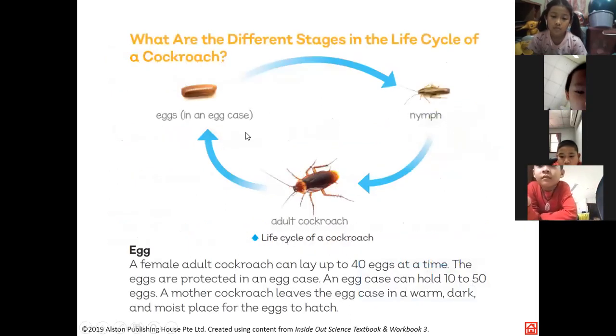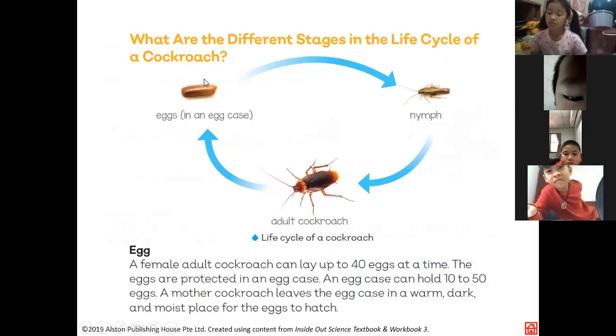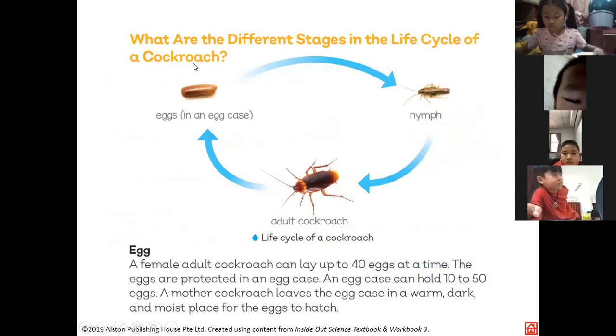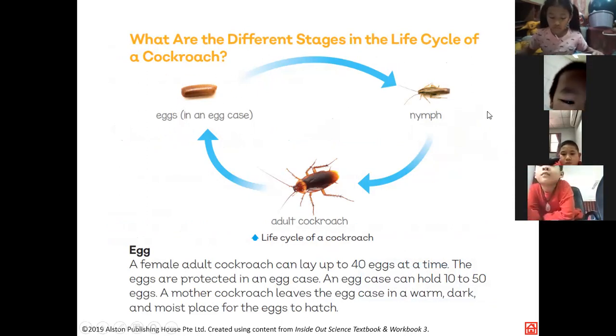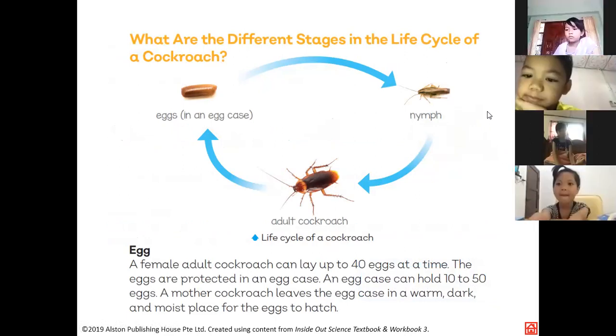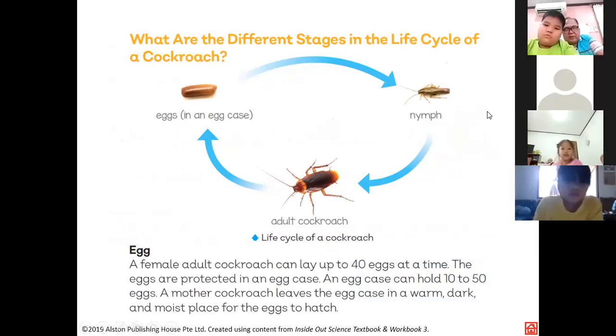Okay. Now here, the stages in the life cycle of a cockroach. So the first stage, what is the first stage? Who would like to answer? Turn on your mic if you want to answer.